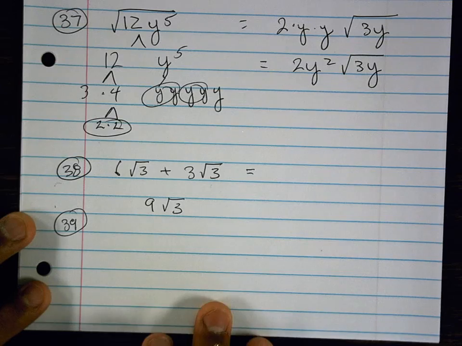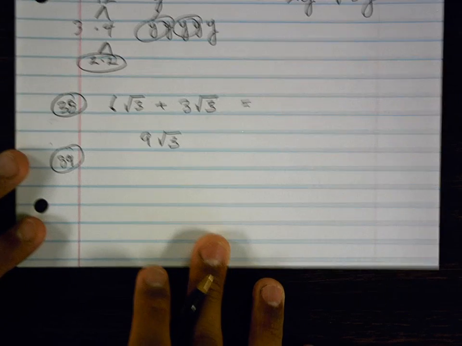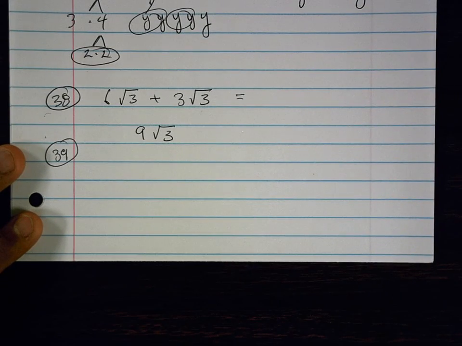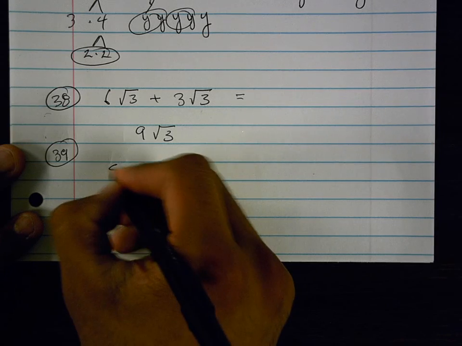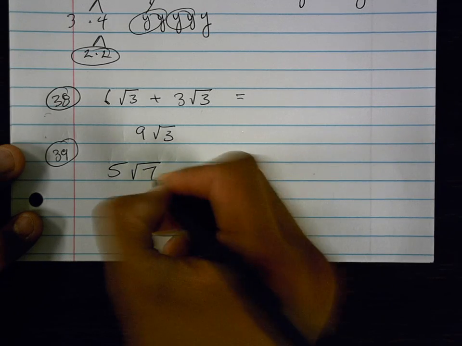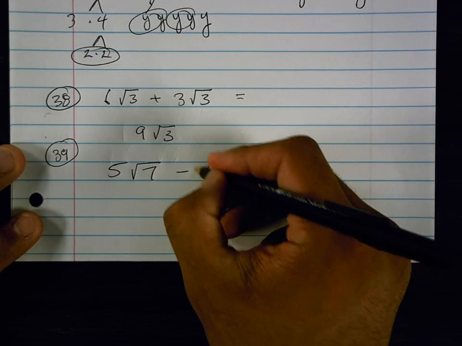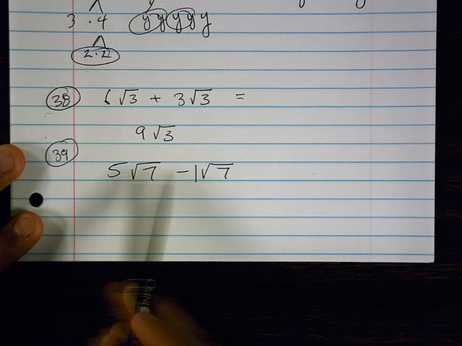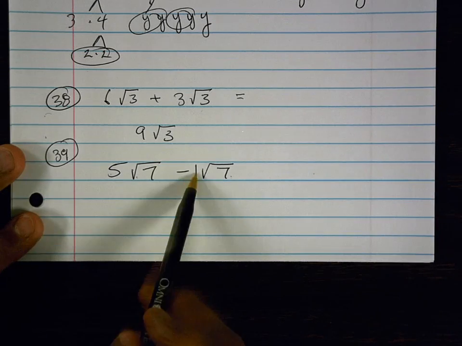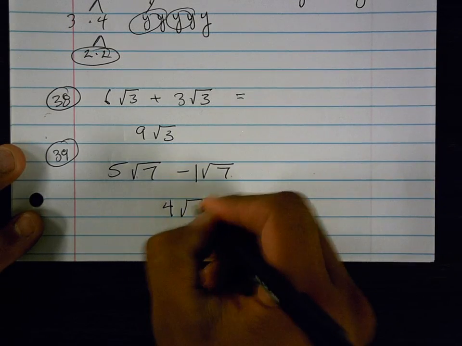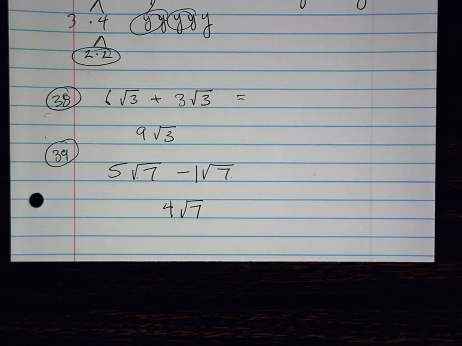39. 39 is, you have 5 square root of 7 minus the square root of 7. Now think of this as 1 square root of 7, so you have common radicals, so you subtract 5 minus 1, and this equals 4 root 7.